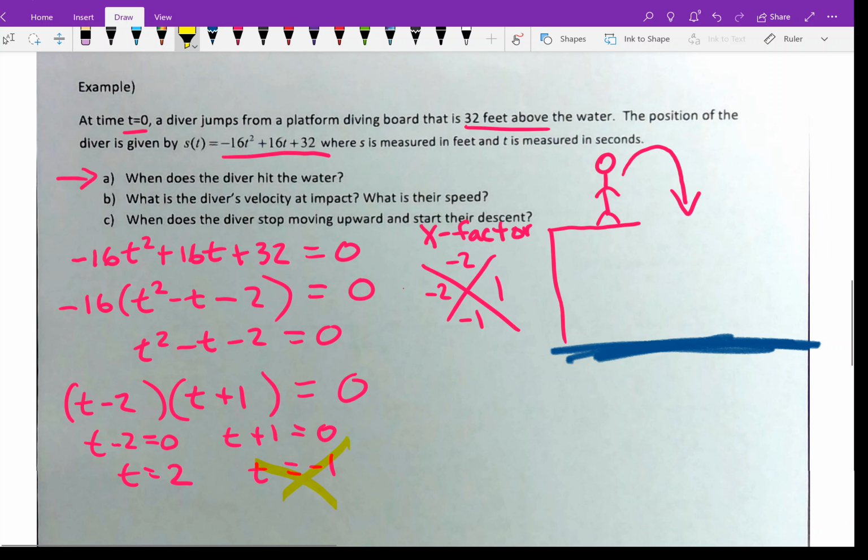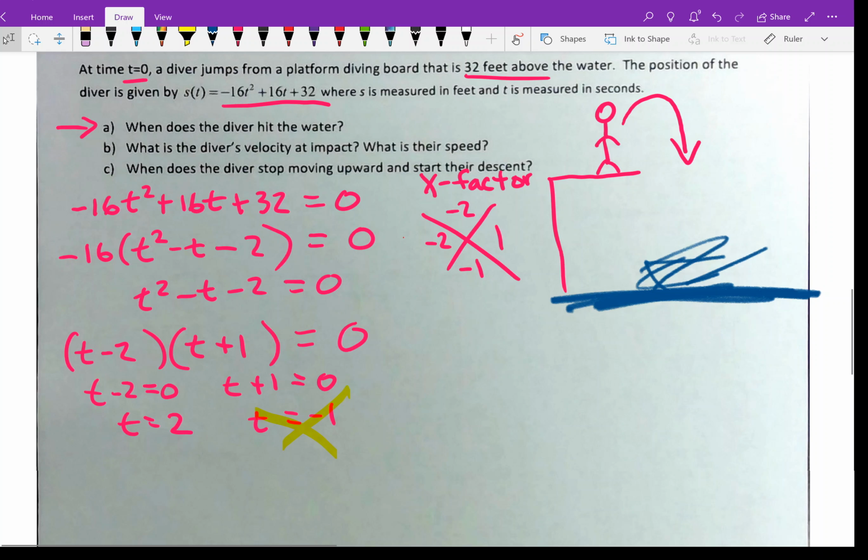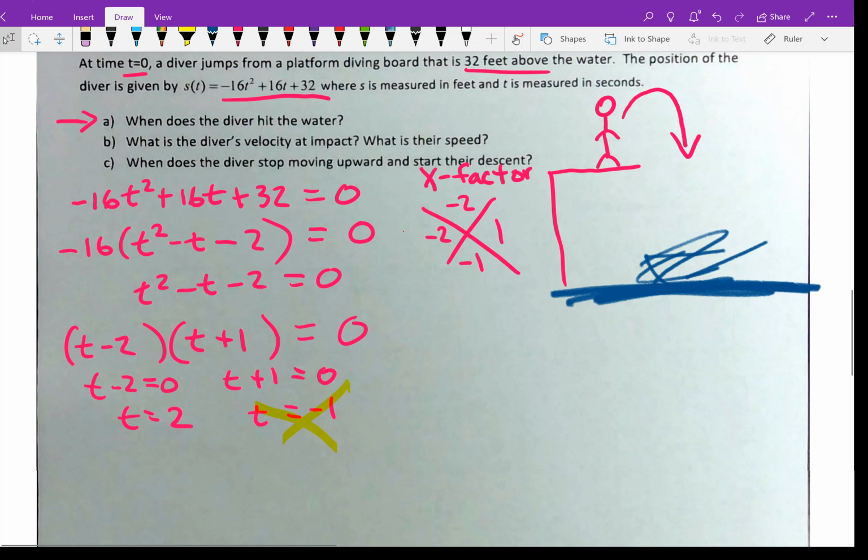So when does the diver hit the water? When t, which is our seconds, is 2. So at 2 seconds, this guy splashes down here. Woo-hoo, splashes. So anyway, B is asking what is the diver's velocity at impact? Let me go back and label this. That was A. Now on B, we need to get the derivative.